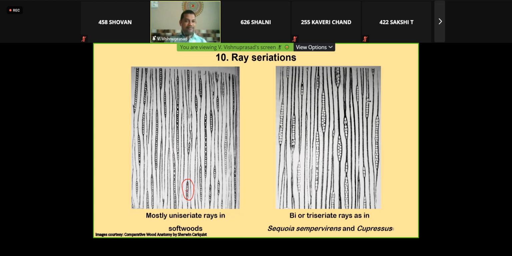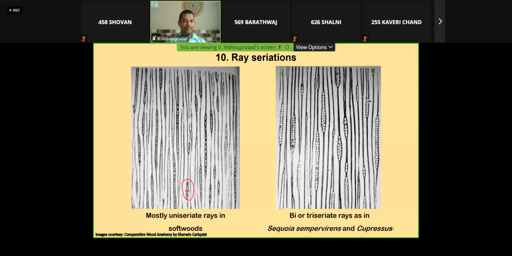Similarly, here if I measure this one, I will write the ray seriation as 2, and at this maximum broadest point I will measure the width. That's the ray width. So for any given ray you select, you take all the features of the wood accordingly. Okay. Then coming to something called intercellular canals.